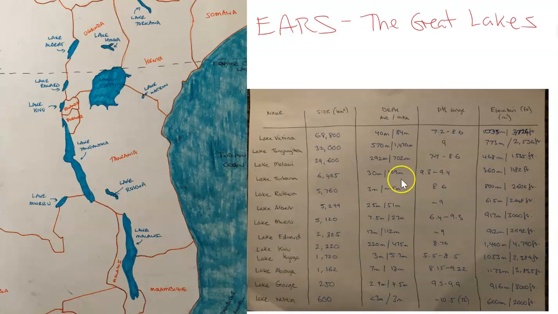Now, I've drawn up this table, as you can see on the right-hand side, where I've listed all the lakes in order of size, in square kilometers, largest first, which is Lake Victoria, down to Lake Natron, which is one of the smallest, and Lake George. Also, you can see the size difference as well.